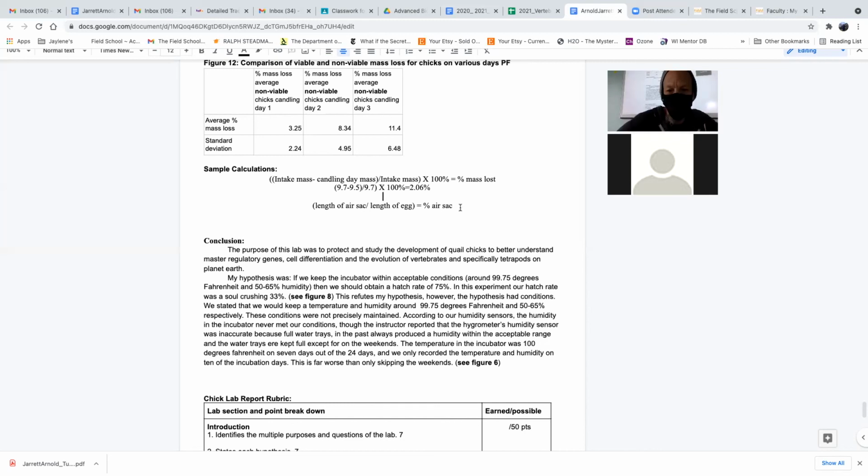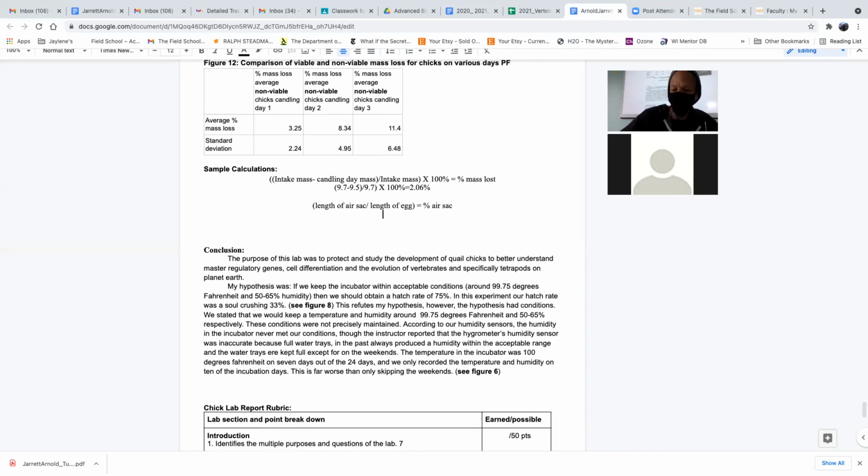Oh, we never did percent air sac. We didn't do that in this lab. That is not applicable. We did not measure air sacs.